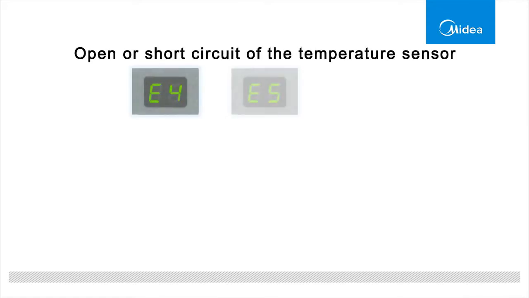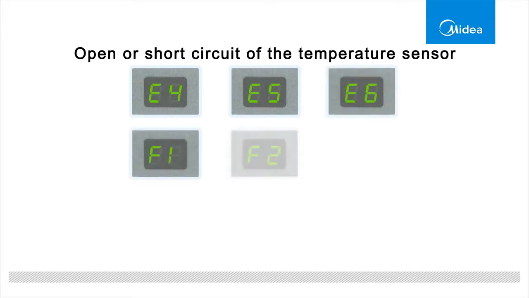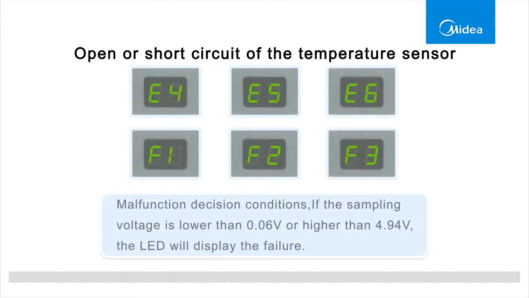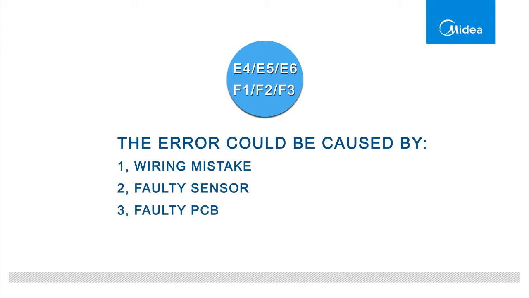When the indoor unit displays E4, E5, E6, F1, F2, F3, those indicate open or short circuit of the temperature sensor. Malfunction decision conditions: if the sampling voltage is lower than 0.06 volts or higher than 4.94 volts, the LED will display the failure. The error could be caused by: 1. Wiring mistake, 2. Faulty sensor, 3. Faulty PCB.